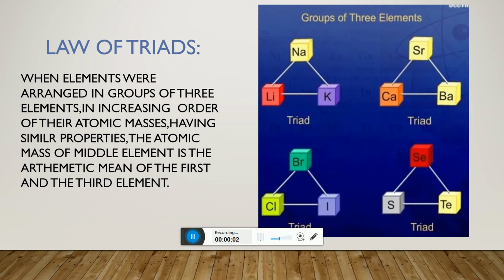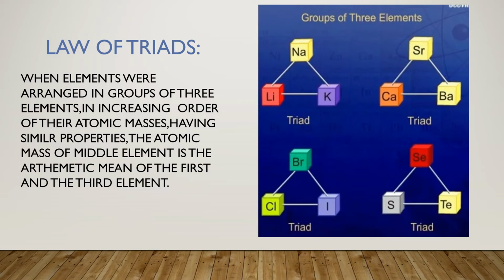So, good morning, children. In the previous session, we were discussing the law of triads for classification of the elements. What Dobereiner did was arrange the elements into sets of three, where the average of the first and the third element was equal to the atomic mass of the middle element, and they were similar in properties. But there were some drawbacks of Dobereiner.